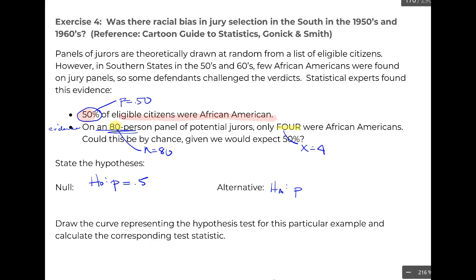And what is it that we're trying to prove? Still about p, still about this 50%. We don't have any keywords here, but hopefully we can infer from the context that we're trying to show that it's less than 50%. We're trying to show that there is some racial bias and they're not selecting African Americans at the rate that we're seeing in the population.